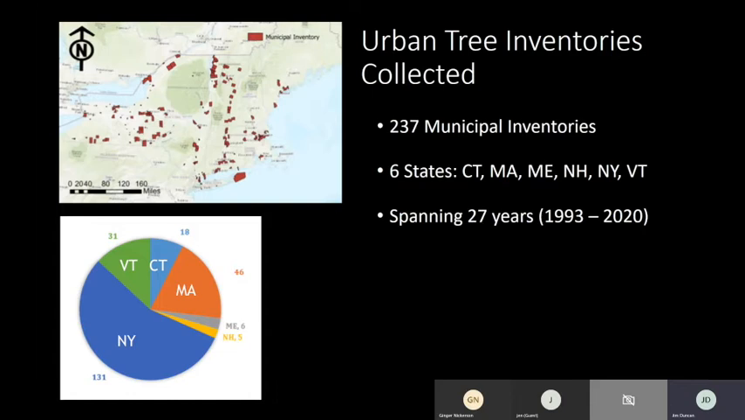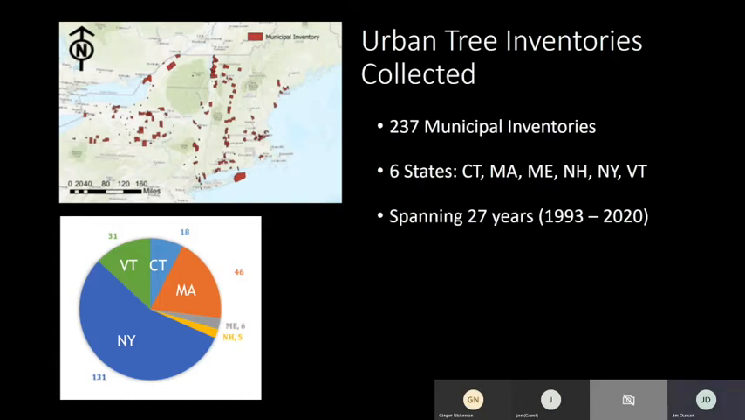You can see that the bulk, in terms of counts, came from New York. There's been a very strong effort to centralize information about tree inventories in New York. Connecticut had a well-centralized effort, as does Vermont, for at least collecting some of that tree inventory information. Fewer numbers coming from Maine and New Hampshire. There wasn't as much centralized effort happening at the state level.